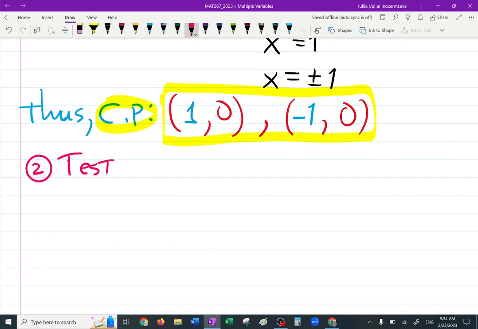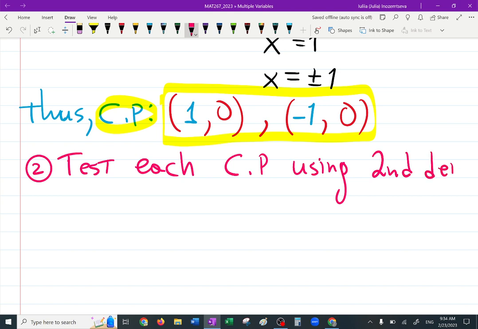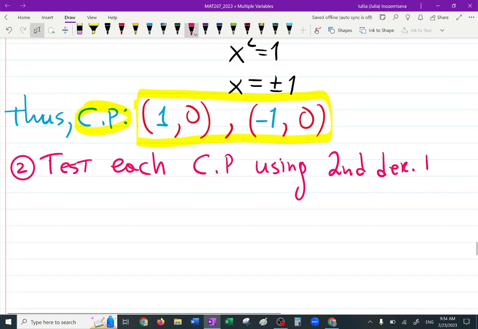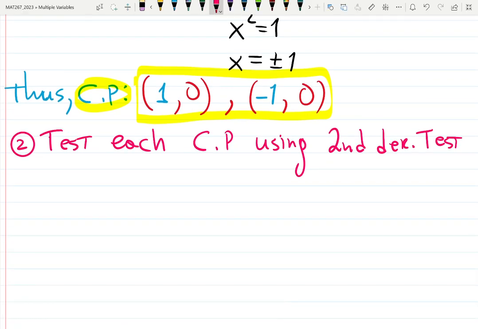Test each critical point using, guess what? The second derivative test. In that book, they call it the second partial derivative test, but we're working in 3D, so of course it will be partial, and I don't see a reason to write this down. Critical points are candidates. Testing them means we're going to check whether those candidates are actually min or max. Test these candidates.